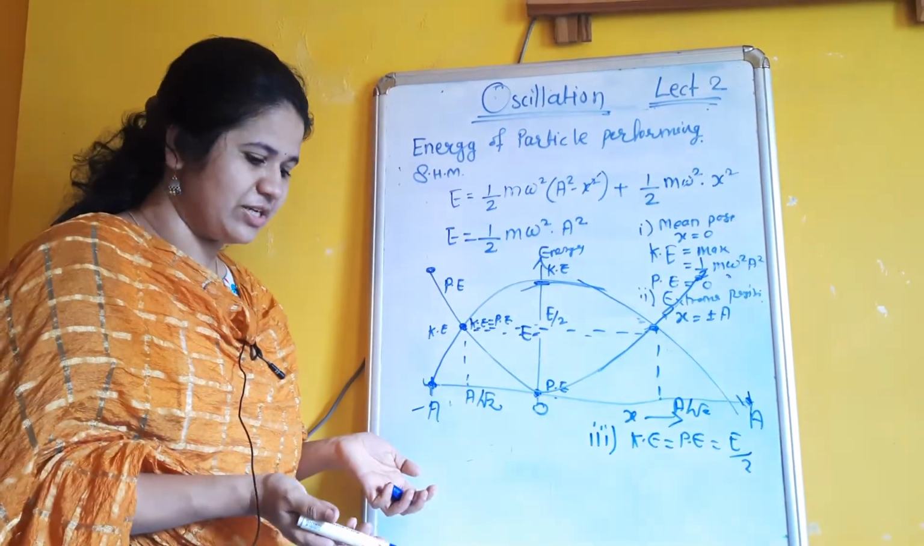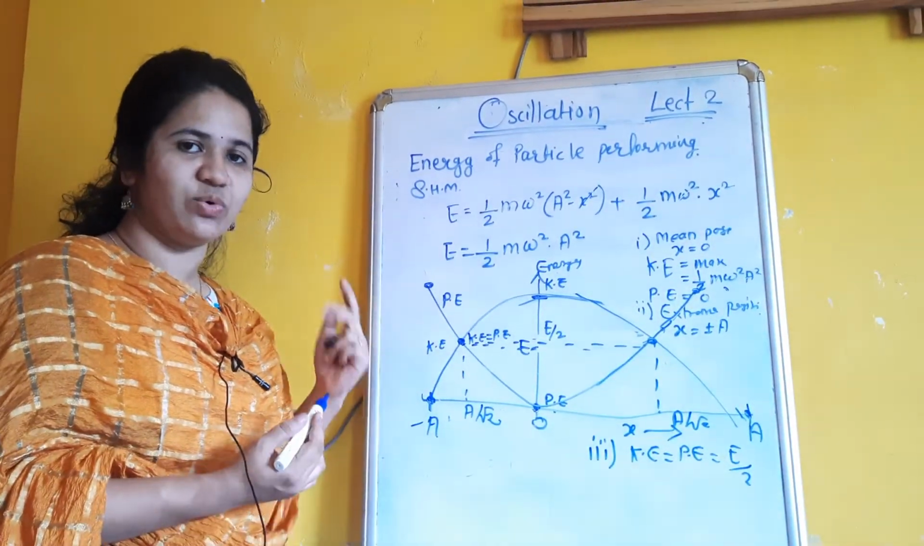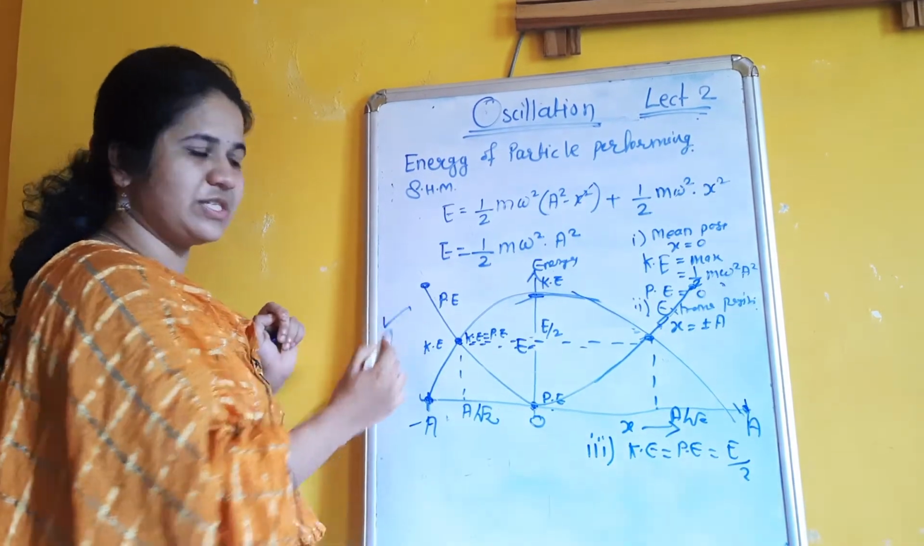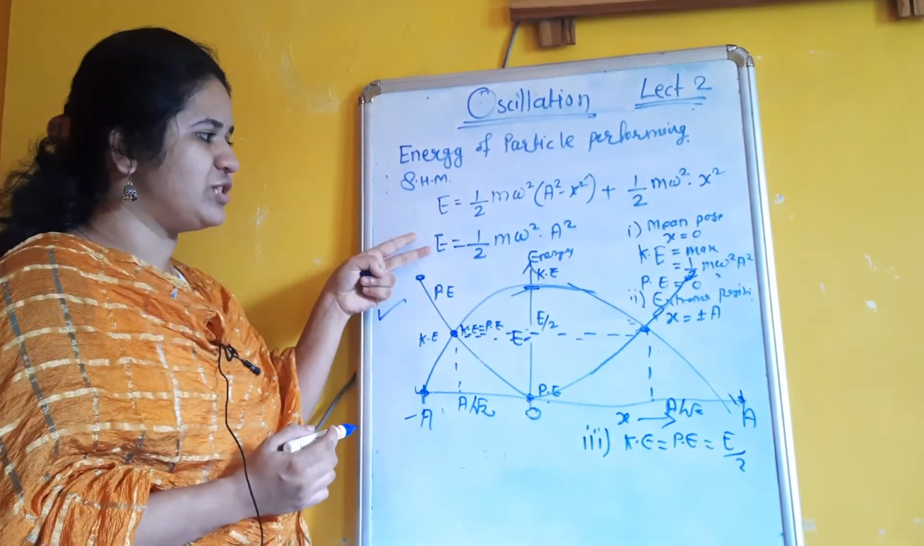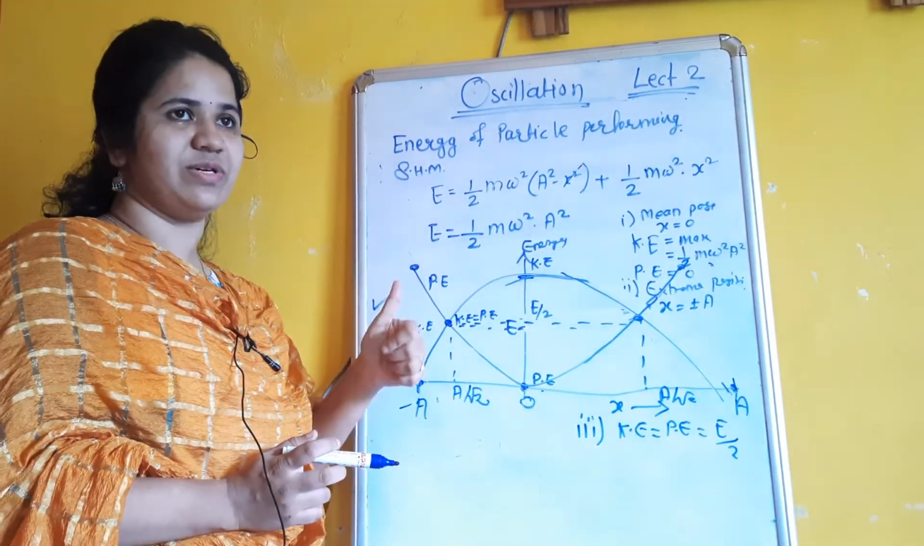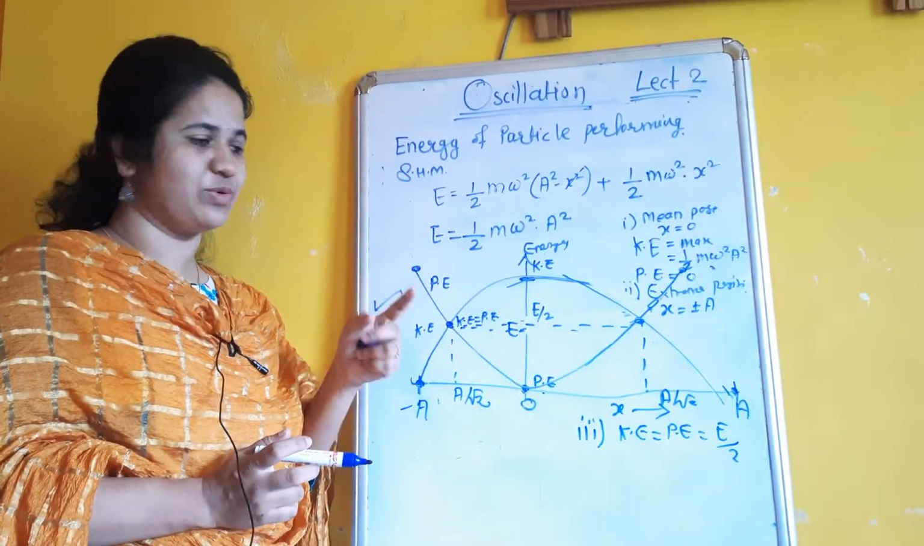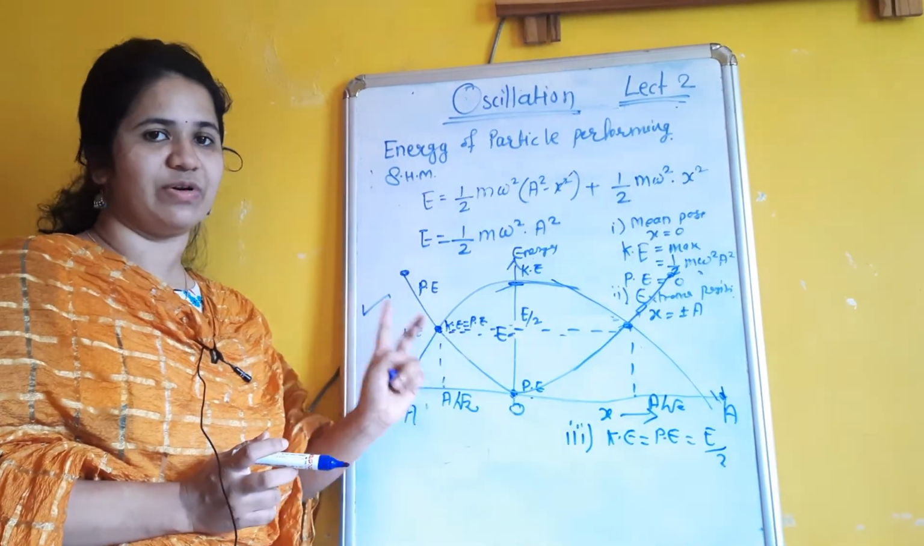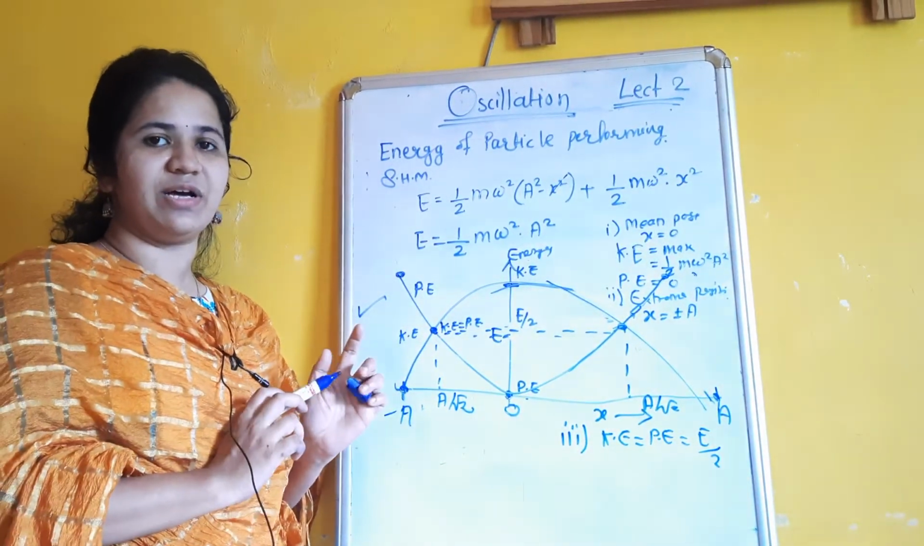The fourth case is at 180 degrees, but there is no need. The question is only for 2 marks. You have to draw this graph, write the energy formula, kinetic energy plus potential energy, and explain the cases: first case mean position, second case extreme position, and third case kinetic energy exactly equal to potential energy. Or you can explain the 2 cases.